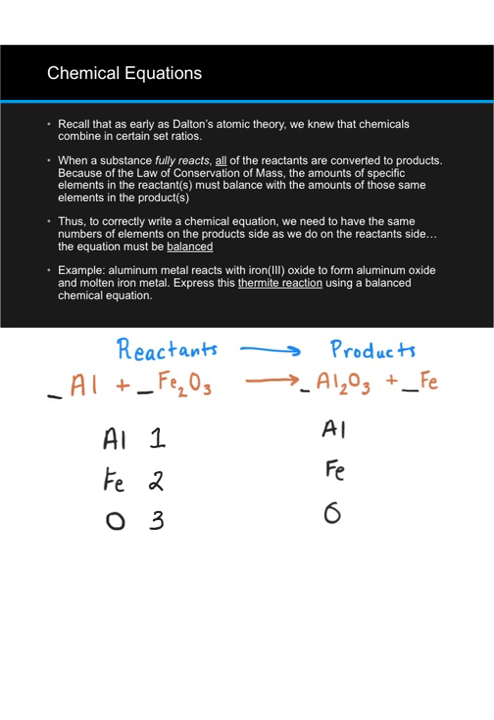Now we'll do the same thing for the product side. In the compound aluminum oxide, there are 2 aluminums, 3 oxygens. In the element iron, there's only 1 atom of Fe.